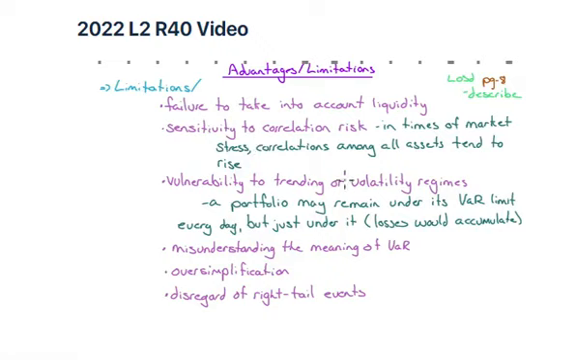Vulnerability to trending or volatility regimes. A portfolio may remain under its VaR limit every day, but just under it. So let's say that you have a $2.5 million 5% VaR per day, and every day you lose 2.4 million. Well, it never triggers that VaR threshold. You've never once exceeded it, so you think, well, we're well within our parameters. But you're so close to it every single day, 2.4, so it adds up, right? Those losses would accumulate.